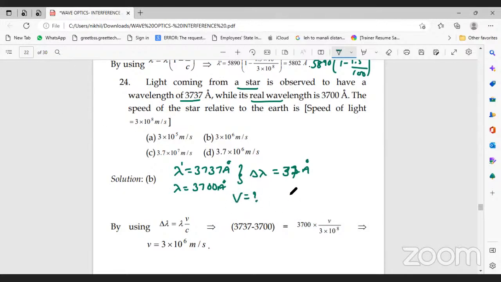The speed of the star is the expected speed v. Now, what is the Doppler effect? Change in wavelength is nothing but lambda into speed of the wave divided by the speed of light. What is v from this? C into change in wavelength by original wavelength. Just substitute C.